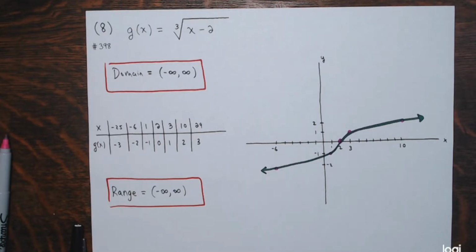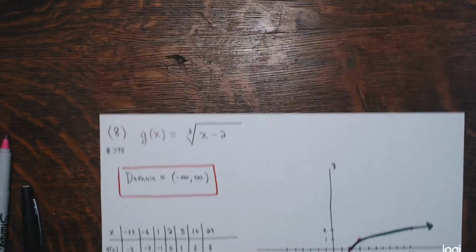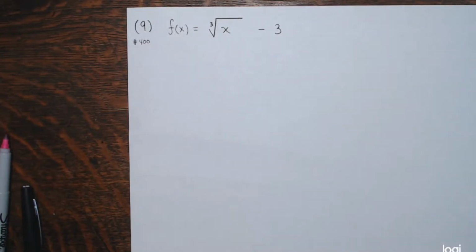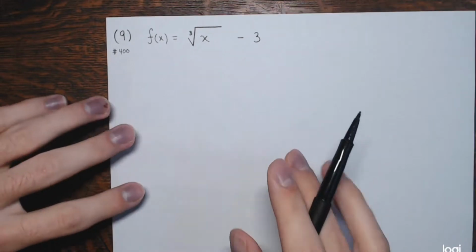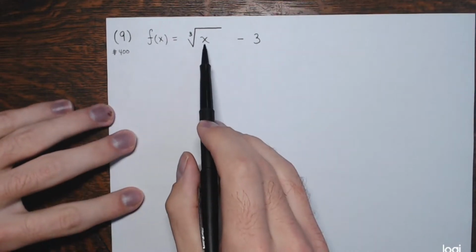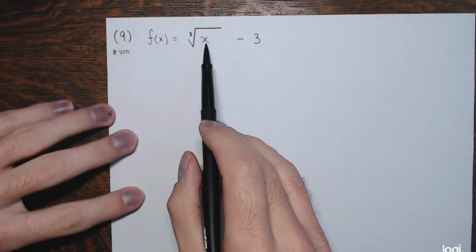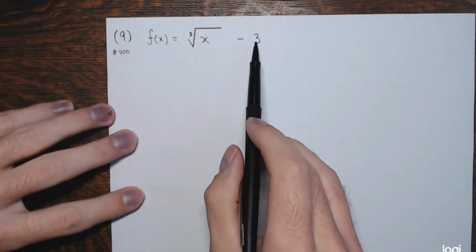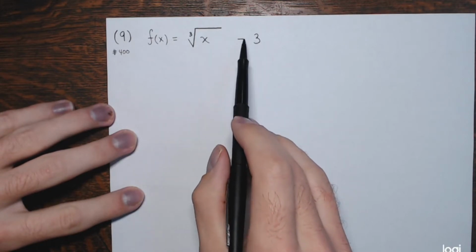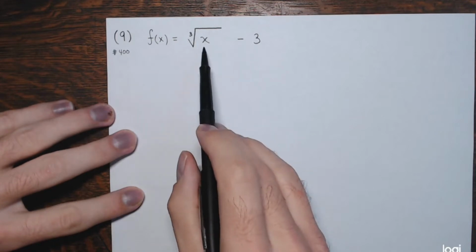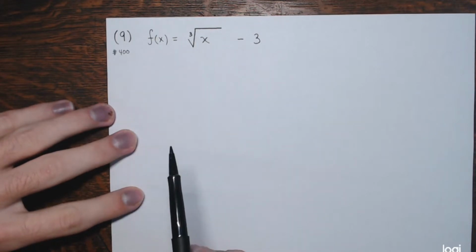Great. All right, so number 9. All right, next question. I have another cube root. But this time the radicand is just x. This minus 3 is outside the radical. So it's the cube root of x, then minus 3.